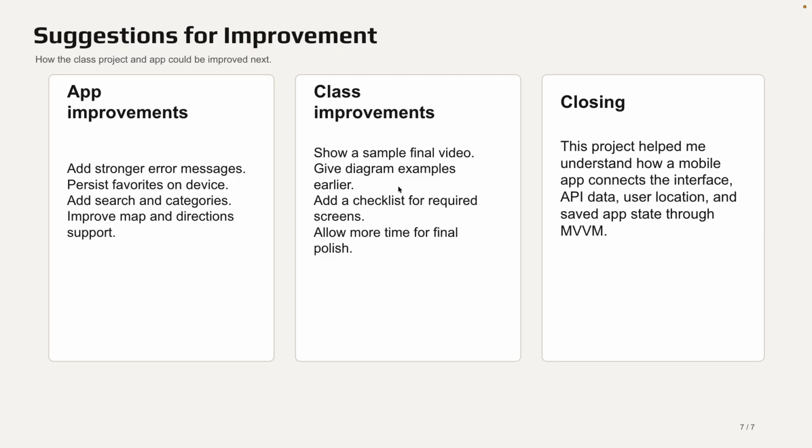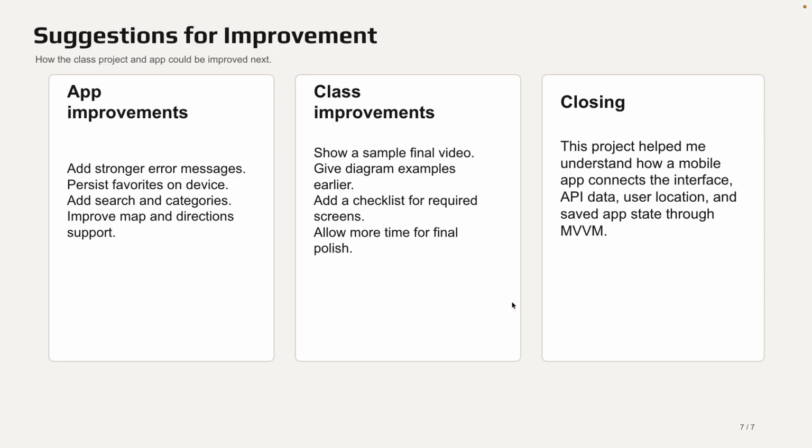As for class improvements, I think it would help to have more examples maybe of MVVM. This was a really good architecture, and I know that we did see a lot, but I just don't think you can really get enough of it. I think maybe seeing more examples would have made it easier to understand for me and maybe for everyone else.